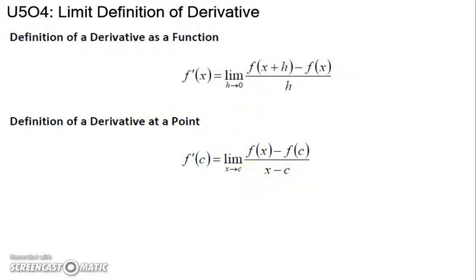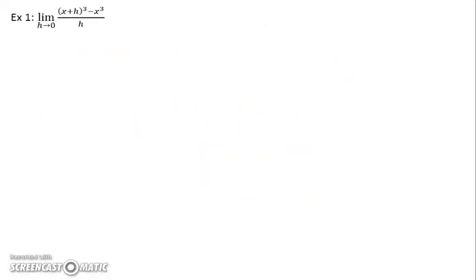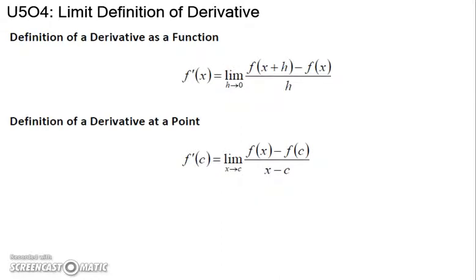Now, there's two ways we can handle these types of problems. So here's the first question that we have, the first example. The limit as h approaches 0 of the quantity x plus h to the third minus x to the third over h. And this is as h goes to 0. So the first way we can do this is to recognize this as a derivative problem. If we look back at our limit definition, we have f of x plus h minus f of x all over h as h goes to 0 is equal to f prime of x.